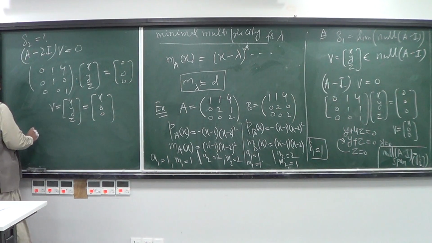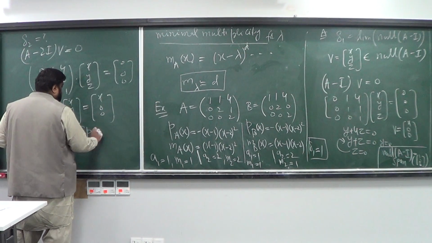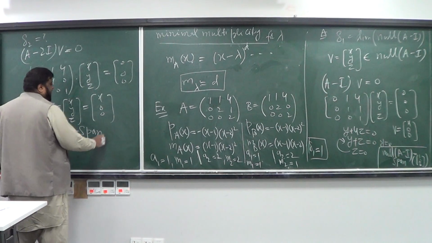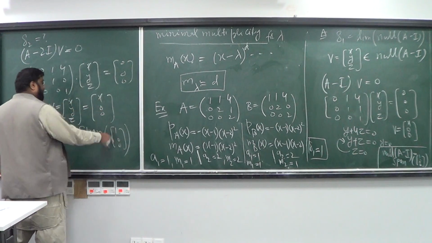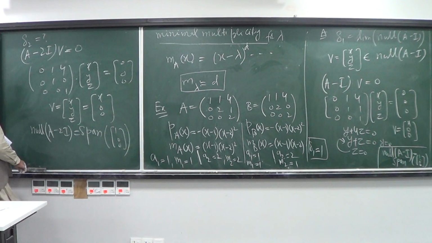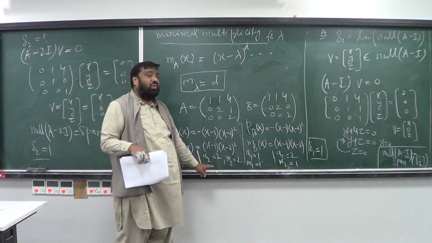Therefore, the null space of A minus 2I is a subspace that is spanned by the vector 1 0 0. So these are the multiples of the vector 1 0 0. There is only one vector in the span which spans this entire space, so the geometric multiplicity G2 is also 1. Keep in view that the algebraic multiplicity of the eigenvalue 2 was 2.